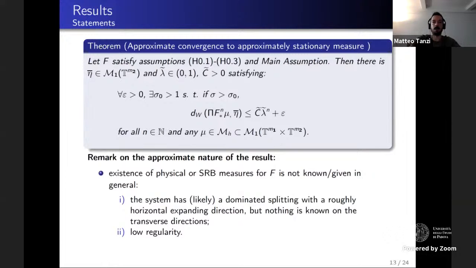So this is maybe a good time to pause, if there are any questions on the statement, on the theorem, or anything else.